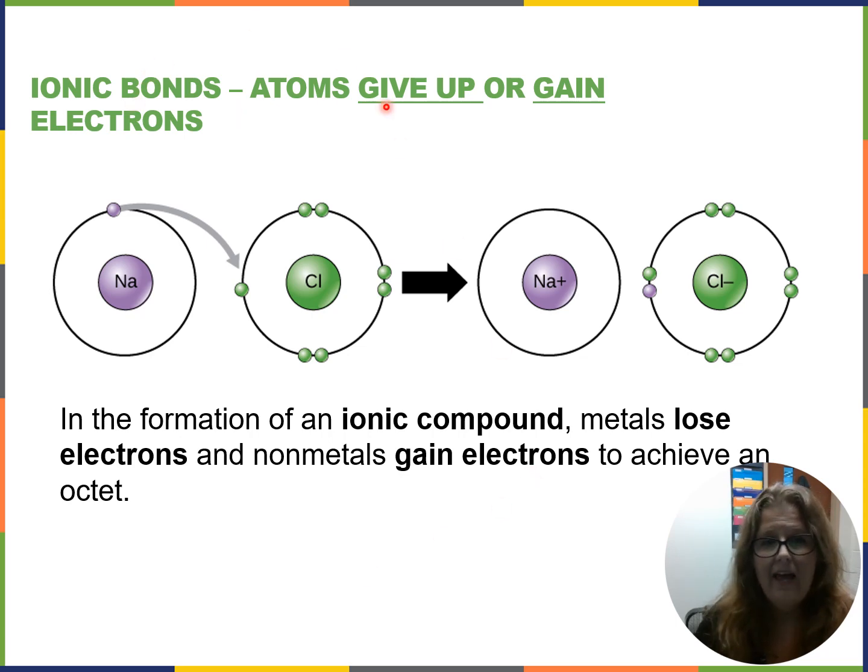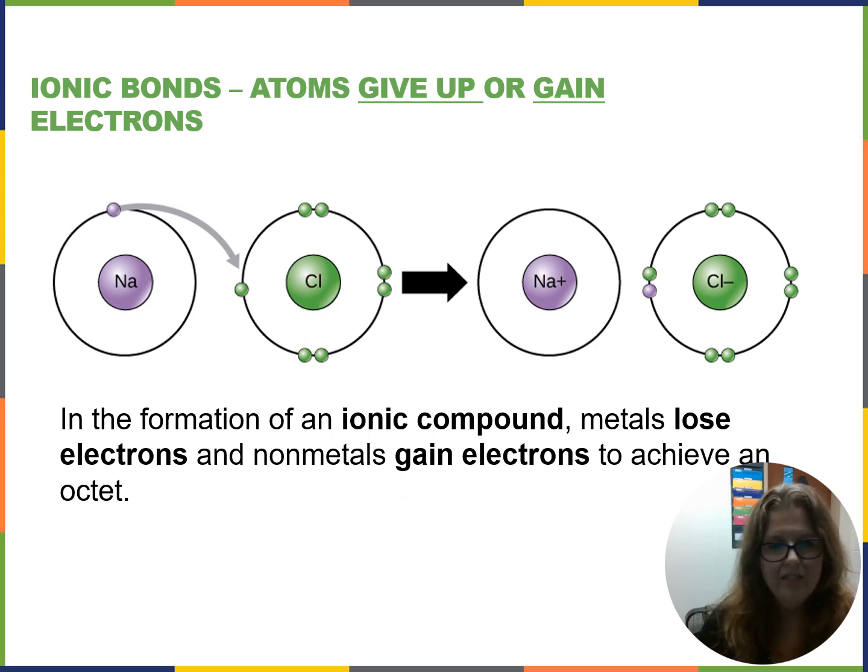In ionic bonds, atoms give up, donate, or receive electrons. One of the main examples we always talk about is sodium chloride, NaCl, sodium and chlorine. If you didn't know, it's salt.